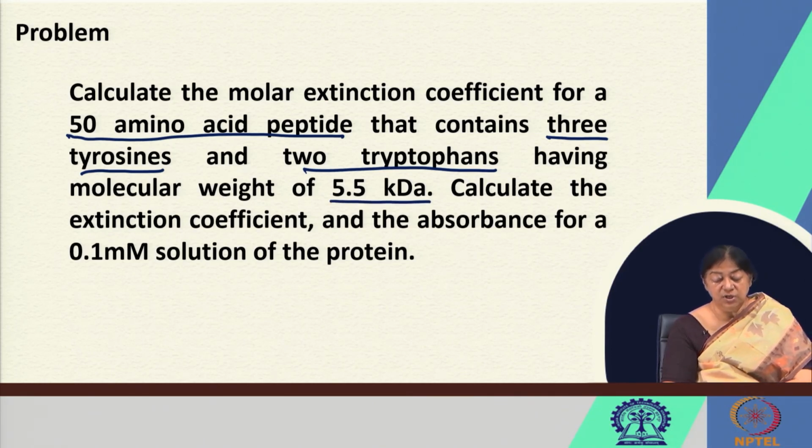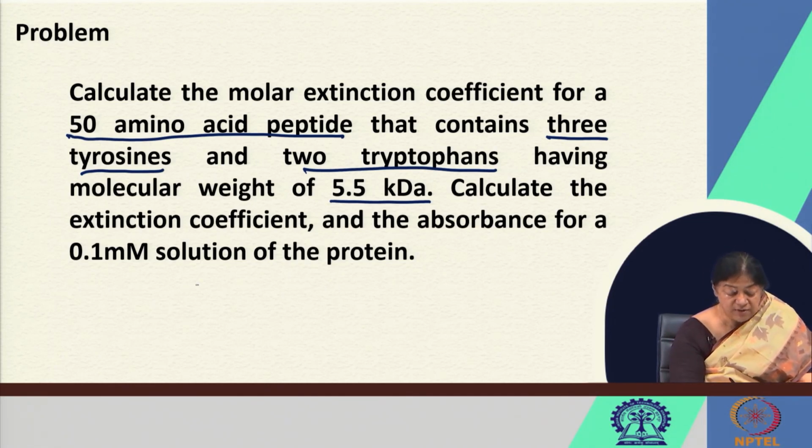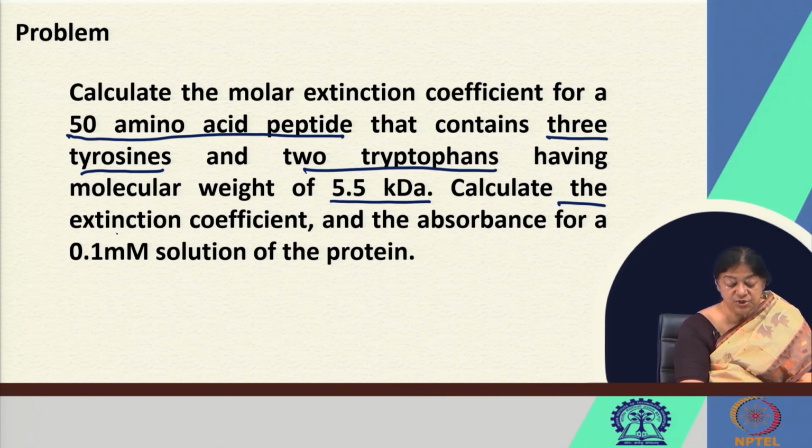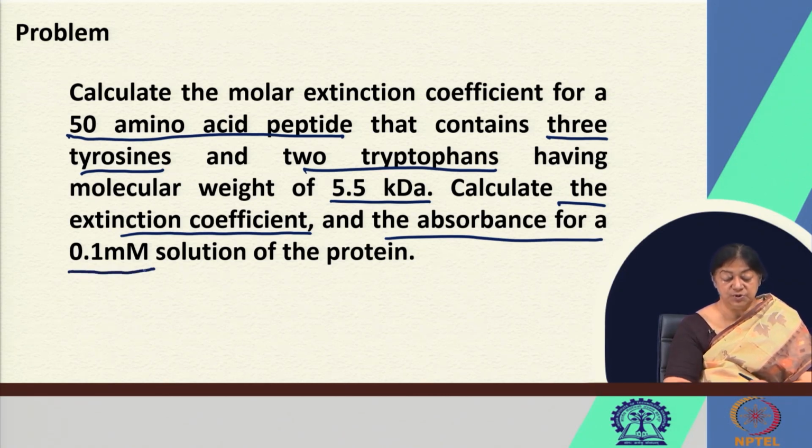So, there are certain new terms that we are learning here. One is the kilodalton. A dalton is 1 unit of molecular weight, so 5.5 kilodaltons means 5,500 daltons. The question is that we have to calculate the extinction coefficient and the absorbance for a 0.1 millimolar solution of the protein.